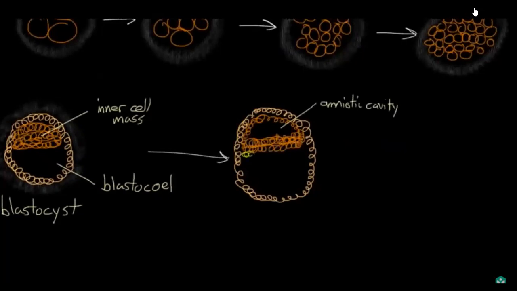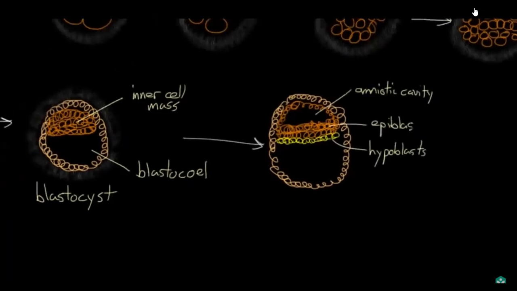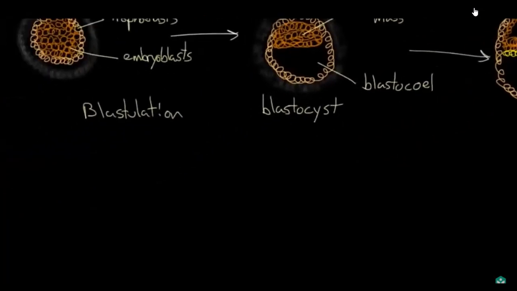And also, your inner cell mass of embryoblasts has started to differentiate more. Now it's got this layer on the bottom of it here, and the cells in this layer are called hypoblasts, while the cells in the layer above it are called epiblasts. Now at this stage, we're pretty much completely free of our zona pellucida, and that's going to be really important for implantation. But that's a discussion for another time. We're going to focus on this ball of cells here.